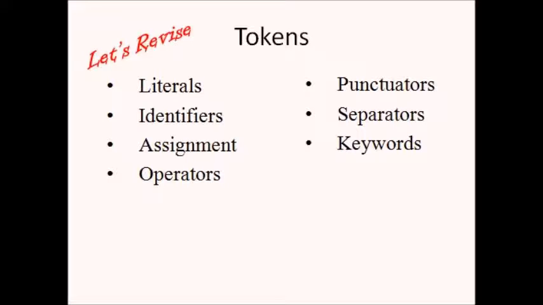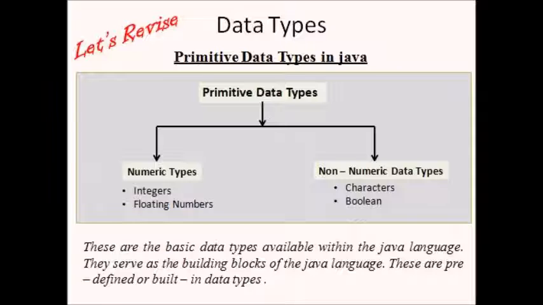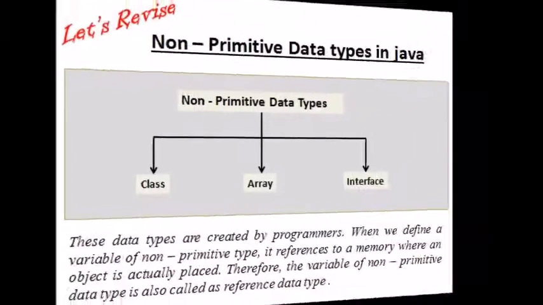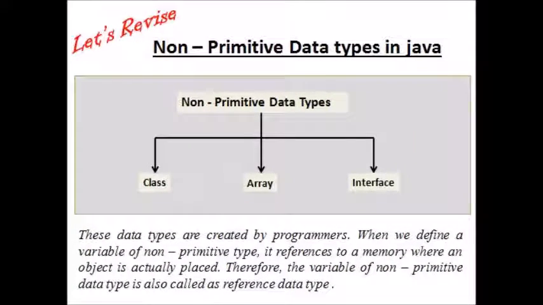We have also learned that data types are classified into two categories: primitive data types and the non-primitive data types. Primitive data types are basic data types and serve as building blocks in Java. They are of two types, numeric and non-numeric. Numeric data types can be of integer type or float type, whereas non-numeric data type can be of character type or boolean type. The non-primitive data types in Java reference the memory and are created by the programmers. These are of three types: classes, arrays, and interfaces.